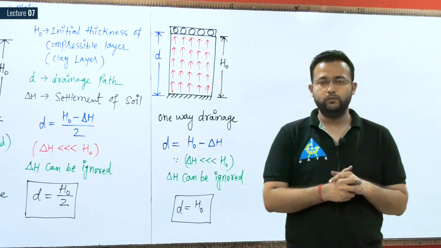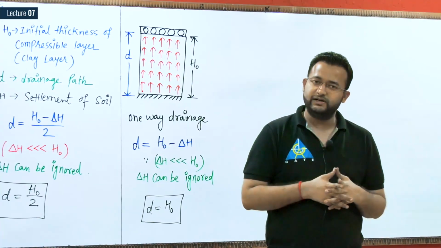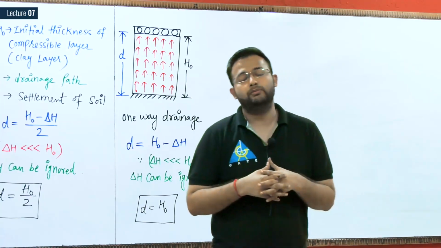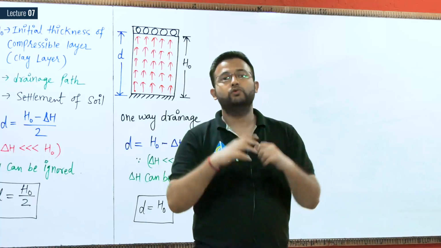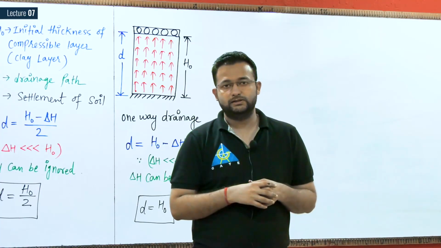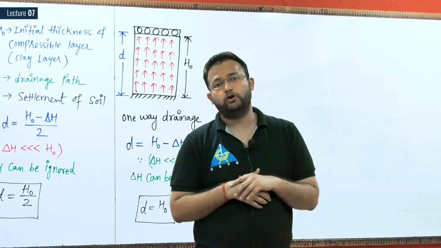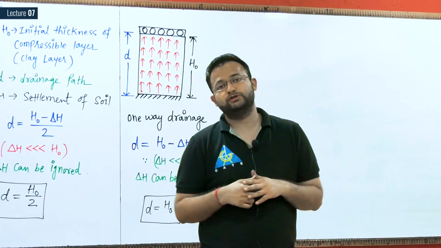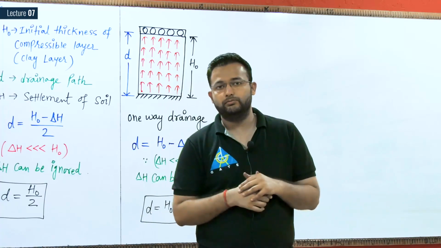Now what we are going to do, this ring is filled with saturated clay soil in which consolidation is performed. Now if you want one-way drainage, keep the porous plate only at the top. If you want two-way drainage, keep the porous plate on top and bottom.